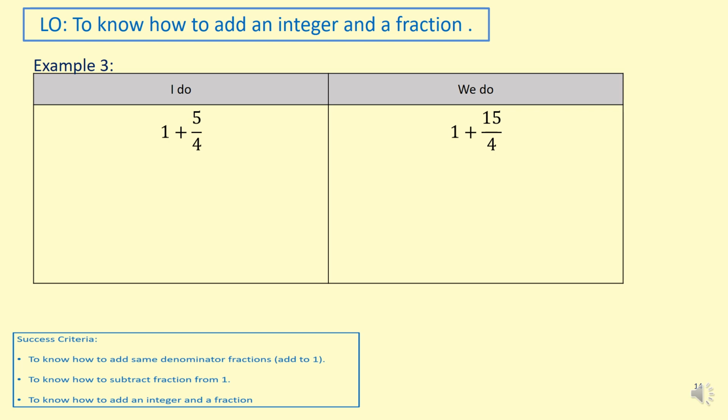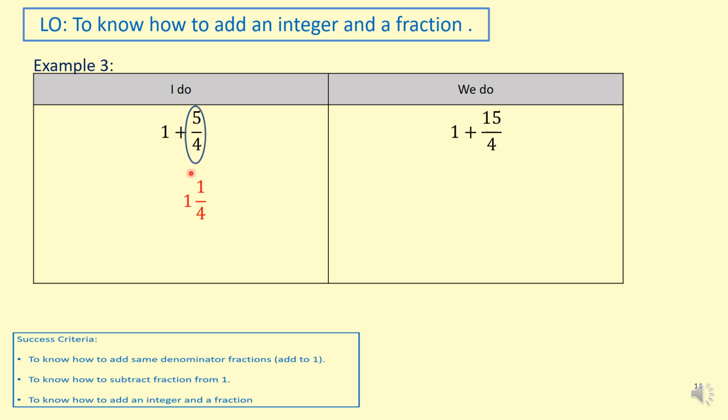Okay, more practice. Again, I have 1 whole and 5 over 4. By just looking at 5 over 4, I realize this is not just a simple fraction, it's an improper fraction. When you have an improper fraction, the first step is to change it to a mixed number first. So if I want to change that fraction to a mixed number, the same as what we've just done in the previous example, how many times does 4 go into 5? 1 time. And what is the leftover?